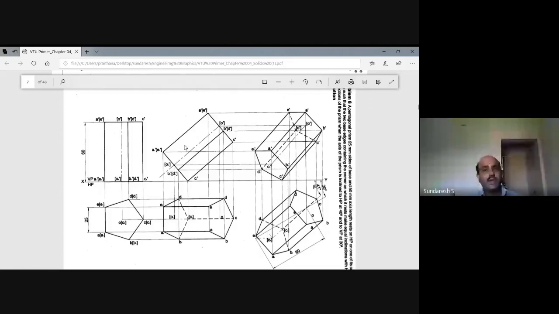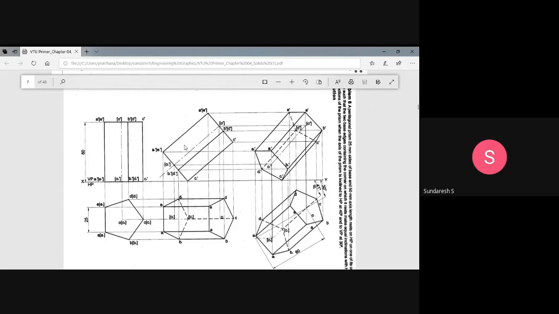So before you draw it on a paper or in a system, you should be in a position to know what edges are not visible. These are purely imagination. You should imagine this is what's happening. We cannot see that. Once it comes into your mind, it is easy for you to represent it on a paper.